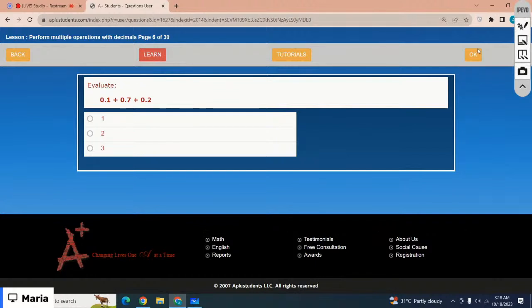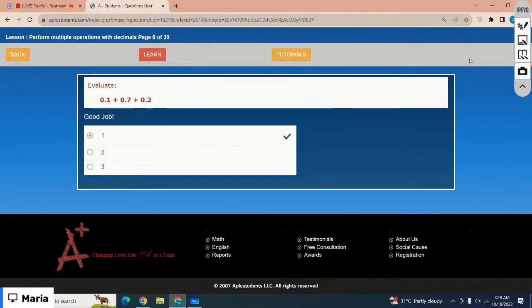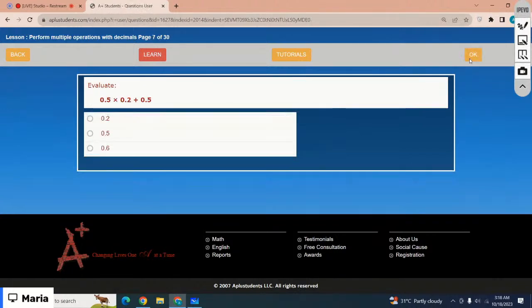Yes, you simply need to add. The correct option is 1, right? 0.7 plus 0.2 is 0.9. 0.9 plus 0.1 is simply 1, right? Okay, evaluate 0.5 times 0.2 plus 0.5. So what do you have to do first?